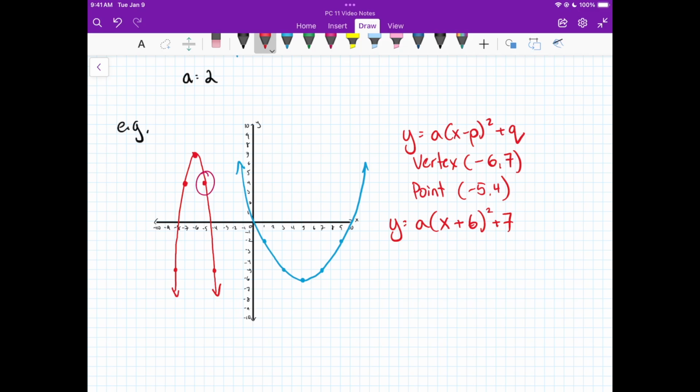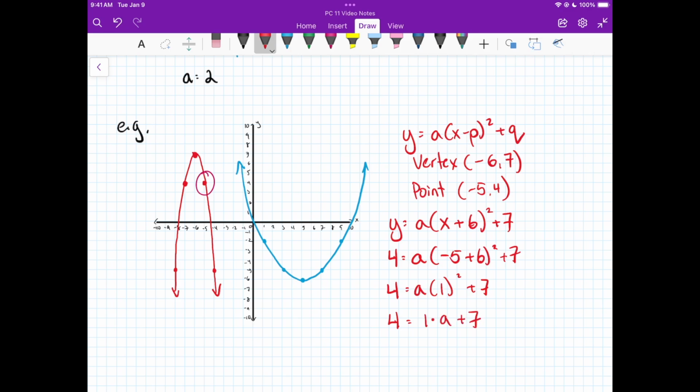Now we can plug our point in. So our y value is 4. A is just a. Then we've got (negative 5 plus 6) squared plus 7. So far, so good. We could simplify a little bit. So the negative 5 plus 6 is just going to be positive 1. 1 squared is also 1. So that gets me 4 equals 1 times a plus 7.